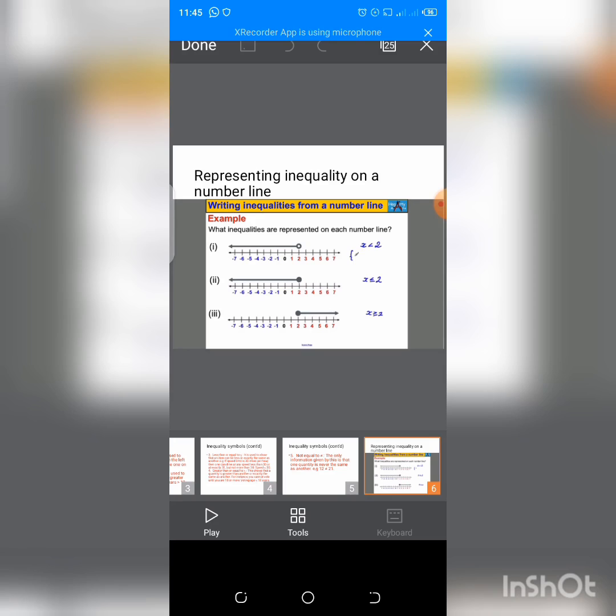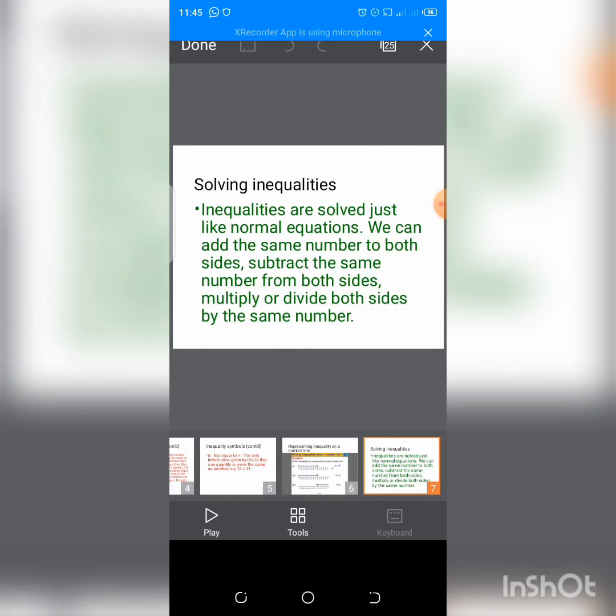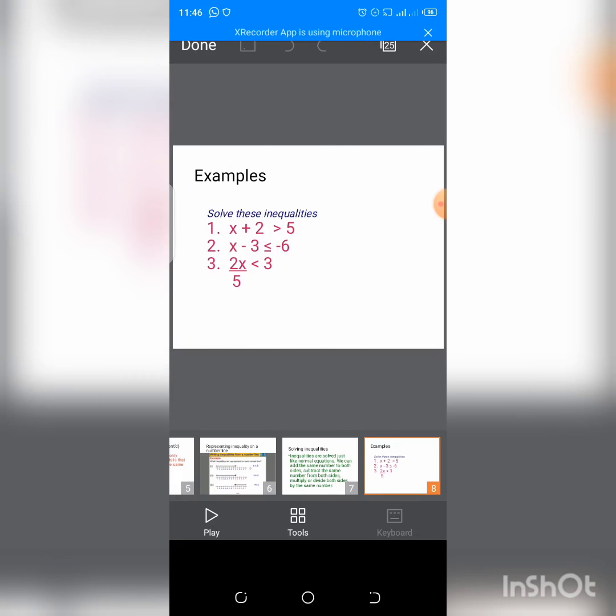Inequalities can also be solved, just like equations are solved. We can subtract the same number from both sides of an inequality. We can add the same number to both sides. We can divide both sides of an inequality by the same number, and we can also multiply both sides of an inequality by the same number. We have examples to look at that.